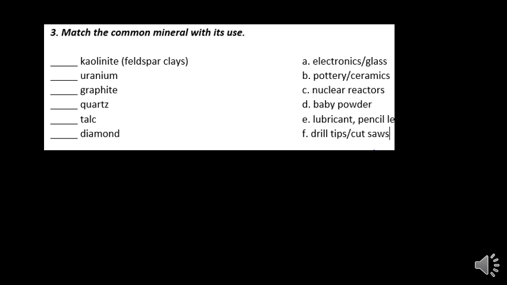Match the common mineral with its use. We have kaolinite, which is another name for feldspar clays, uranium, graphite, quartz, talc, and diamond. If we start over here, let's see, electronics and glass. We're going to take that.